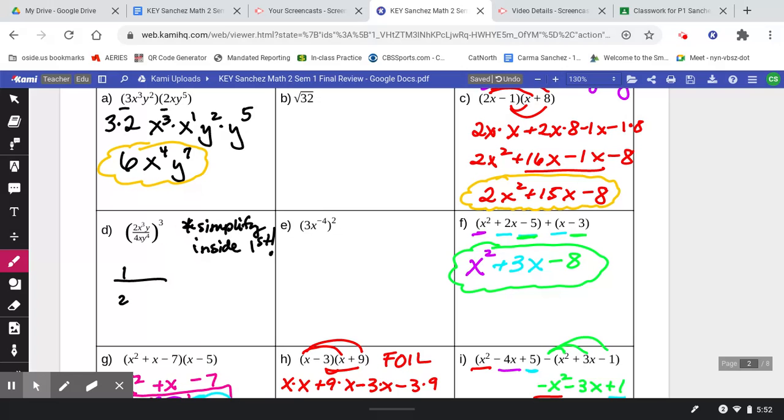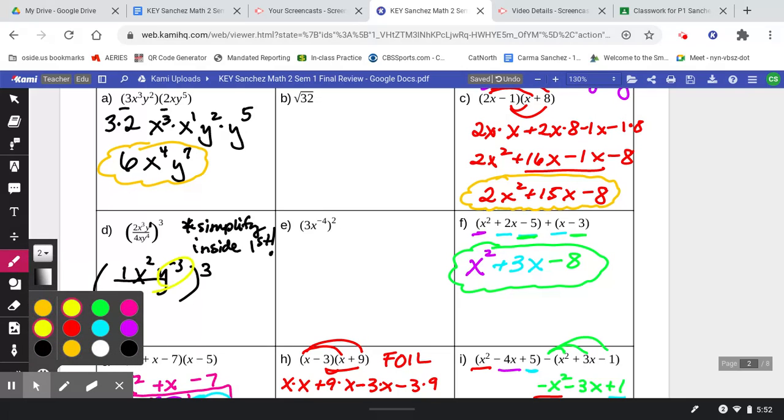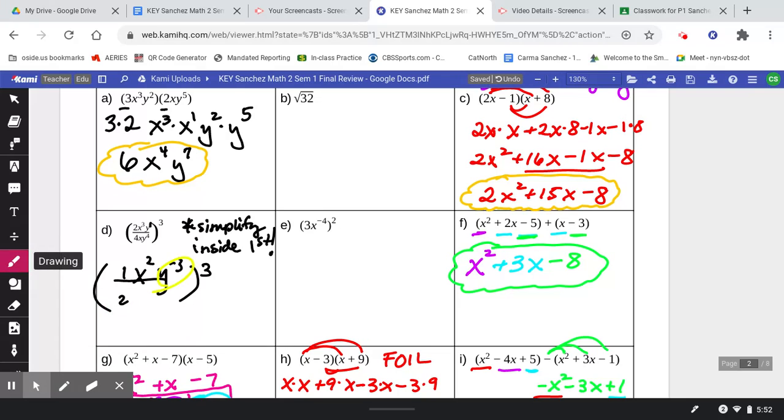X to the third on top with x on the bottom. Subtract rule of 3 minus 1 leaves me x squared. y to the first power over y to the fourth becomes 1 minus 4, or y to the negative 3. And this is all to the power of 3. But remember that anything with a negative exponent wants to go downstairs. It's starting in the numerator, it's going to go down. So I'm going to have x squared on top, 2 on the bottom, and y to the third moves down.